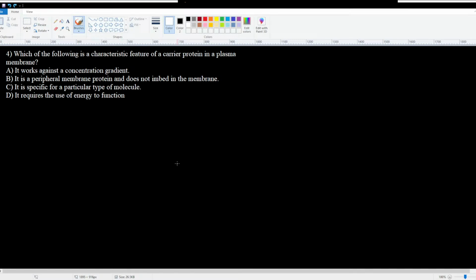Okay, so sorry about that. I just needed a quick reminder of what a carrier protein was. So, as I thought, a carrier protein is once again embedded in the cell membrane. So let's draw our cell membrane once again. We're going to be seeing that a lot.